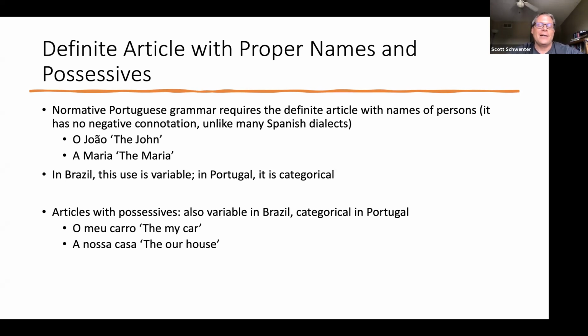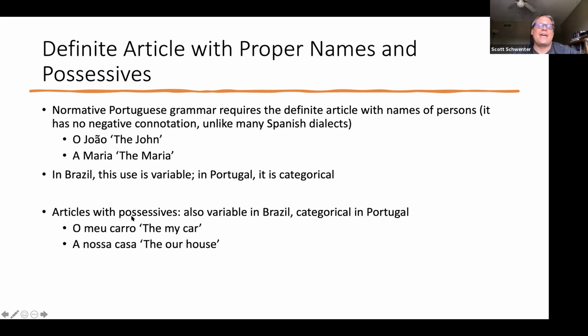And then I've talked to people who say, oh yeah, we use the article with the proper name. So again, this is a variable usage in Brazil, but in Portugal, I remember watching the news in Portugal and they were going to interview some random farmer out in the middle of his field. And they were talking about o João, o João, o João. And I was like, am I supposed to know who this person is? Is this supposed to be someone familiar to me? And the answer was no, it's just because they categorically use the article with the proper name.